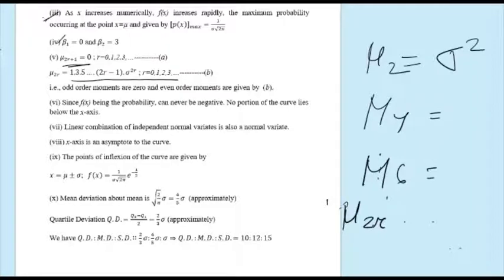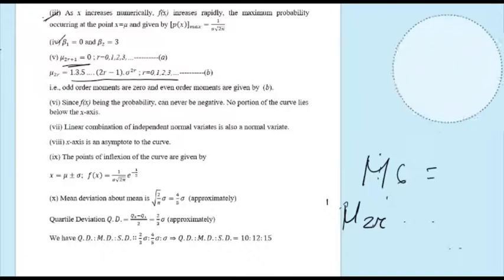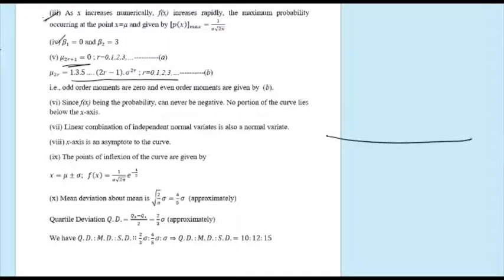Next, since f(x) being the probability can never be negative, no portion of the curve lies below the x-axis. If you look at the curve, the entire curve is above the x-axis. Because it is a probability curve, probability can never be negative. So if this point is 0, then all the probabilities will lie above 0, either 0 or more than 0. It cannot be negative.